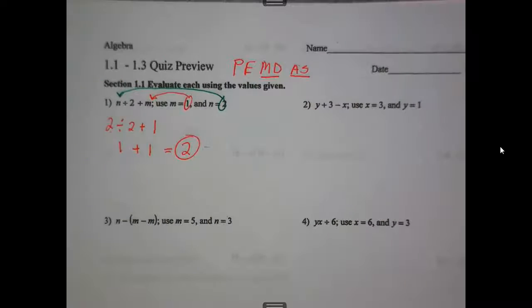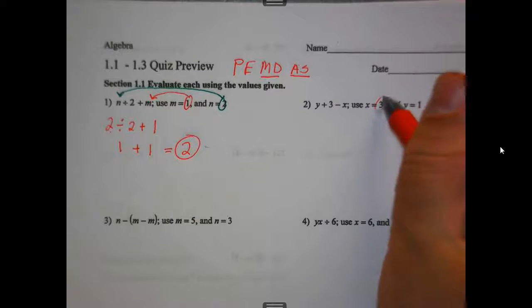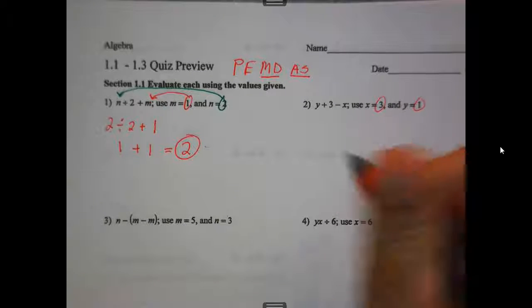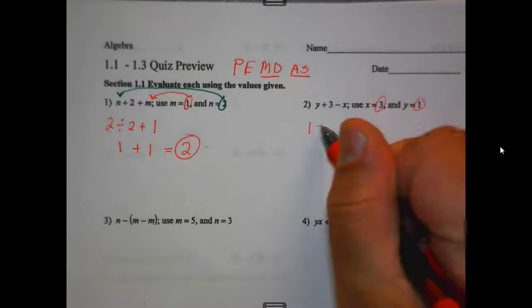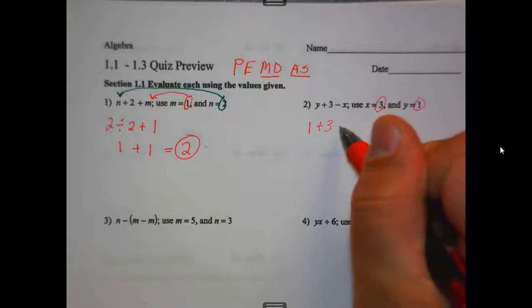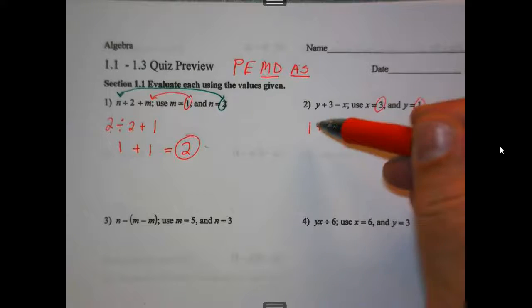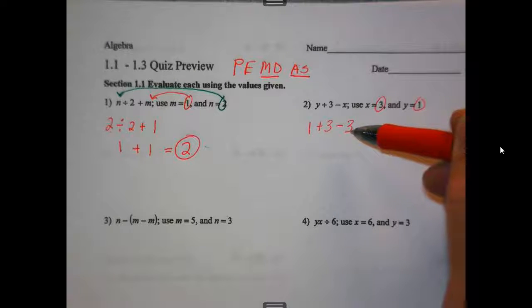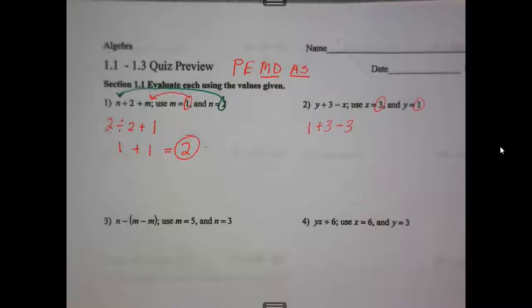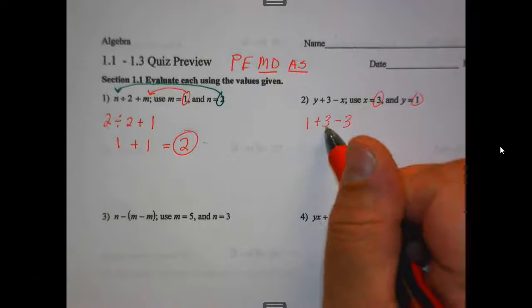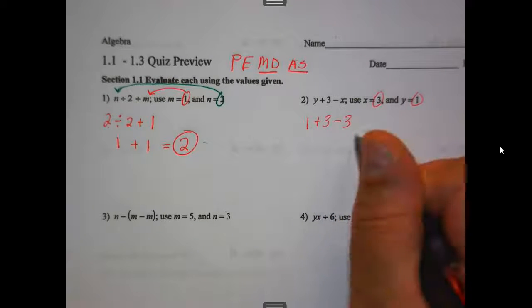Number 2. X is 3, y is 1, so I have 1 plus 3 minus x, which is 3. We've got to follow PEMDAS. All I have is addition and subtraction, so I just go left to right. 1 plus 3 is 4, minus 3 is 1.